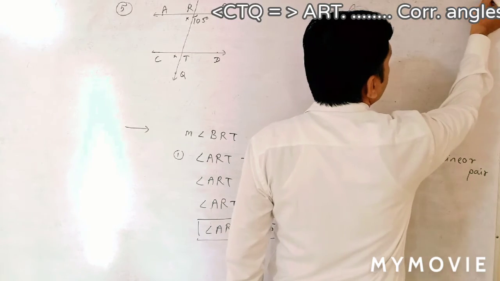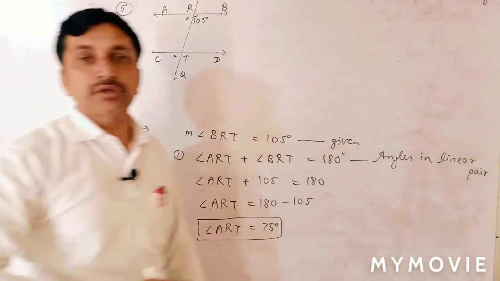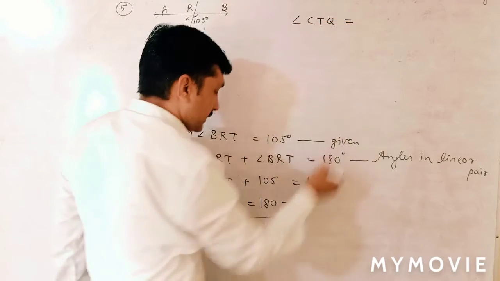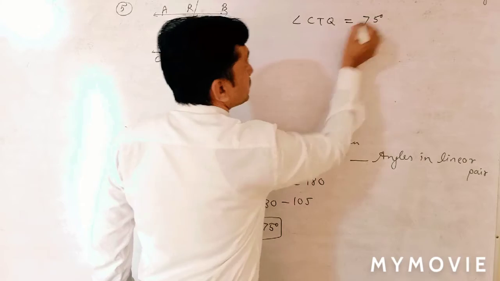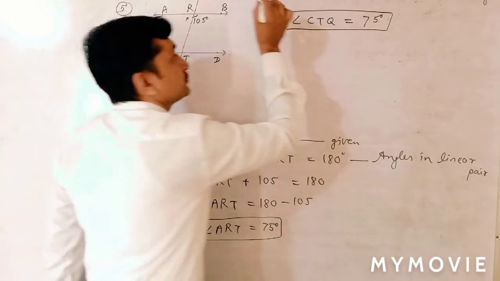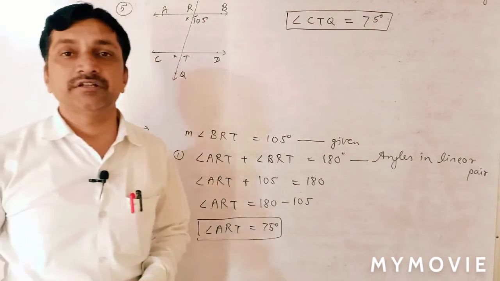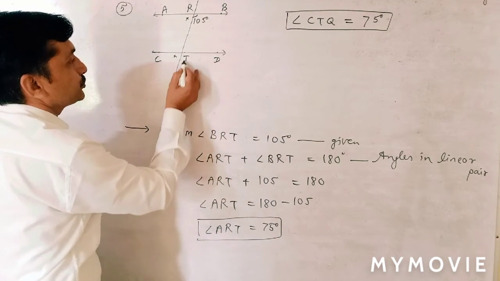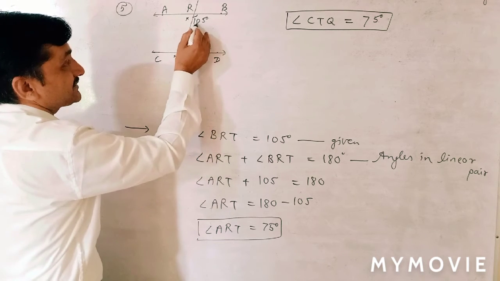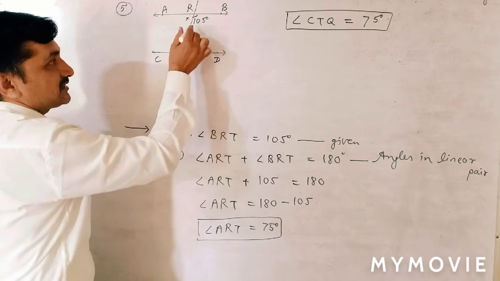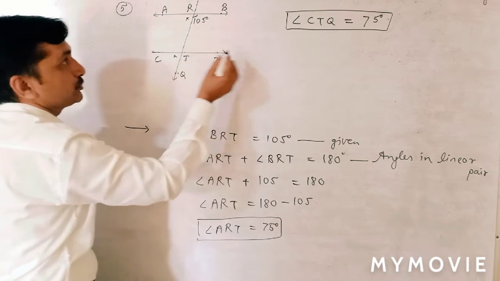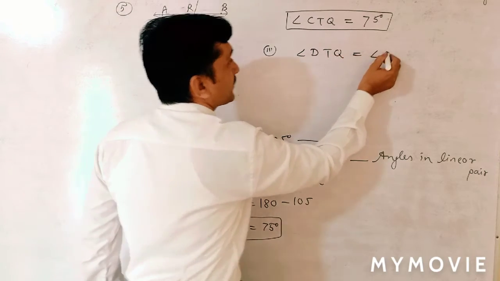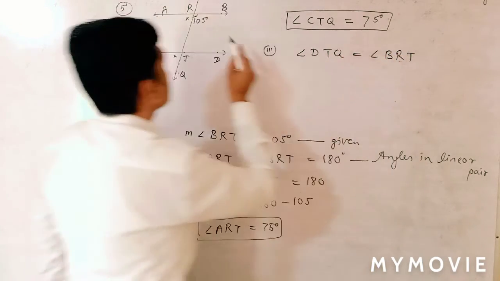Corresponding angles. And corresponding angles are congruent. Therefore angle CTQ is equal to ART, which is 75 degrees. Therefore we also got the second angle CTQ. The third angle we want is DTQ. DTQ is here. Now DTQ and this are again corresponding, BRT and DTQ. Angle DTQ is equal to angle BRT.